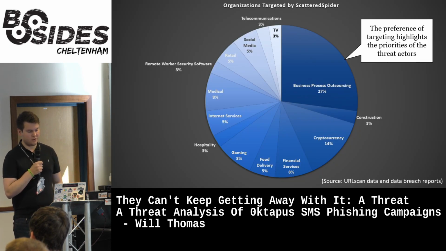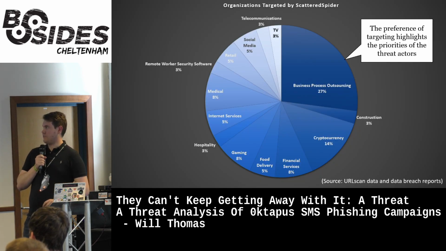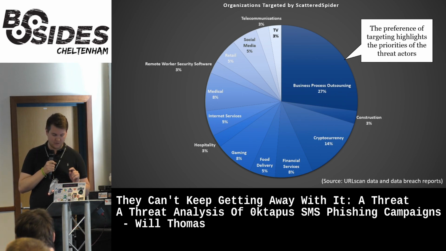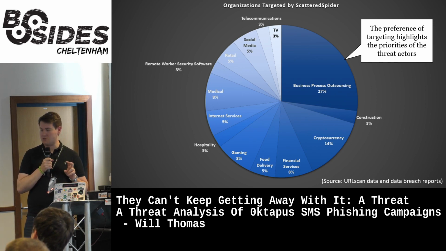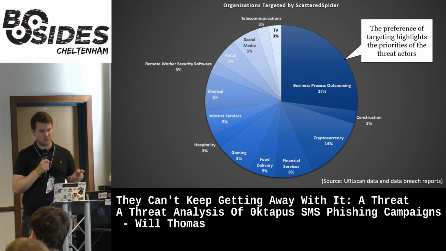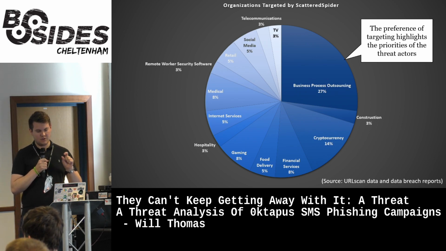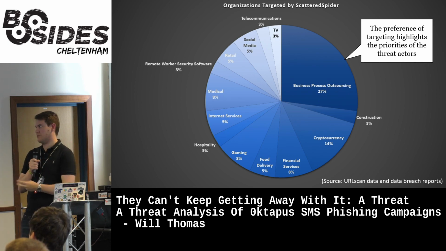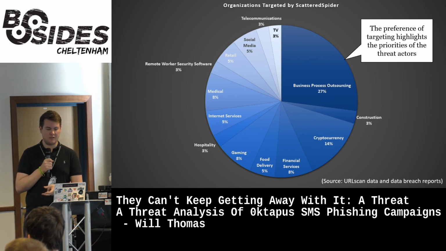So I created this chart of organizations targeted by Scattered Spider. The way I did it was that I took those phishing pages, like the ones I showed you before, and then pivoted on the domains as well as similar domain registration patterns. Then I was able to look at which companies were targeted and derive what sector each company belongs to. And I came up with this. Out of those targets, about 27% were business process outsourcing.